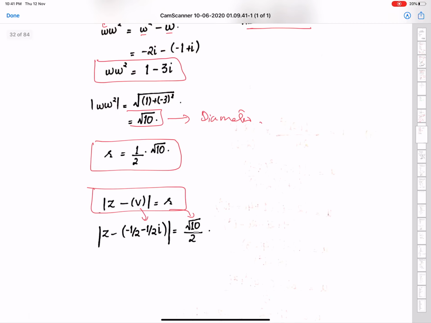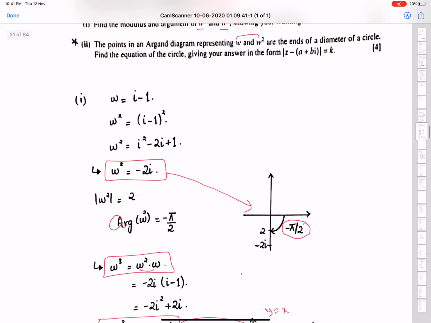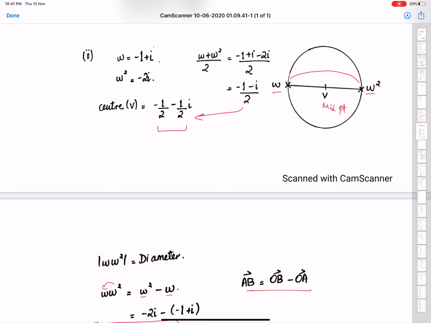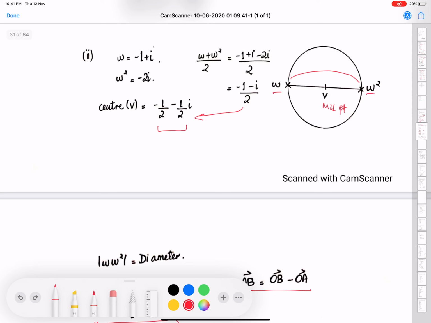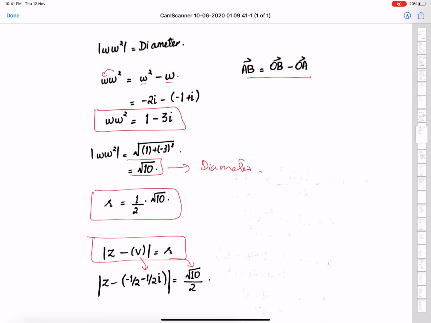Let me show the working again. So this is from part 2, in fact. First get the center by taking the midpoint of w and w square, and then get the distance of w square, and then halve the distance to get the radius, and then you can easily get the equation of the circle.